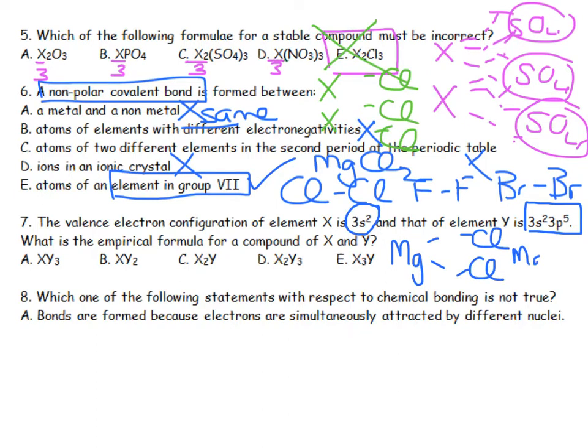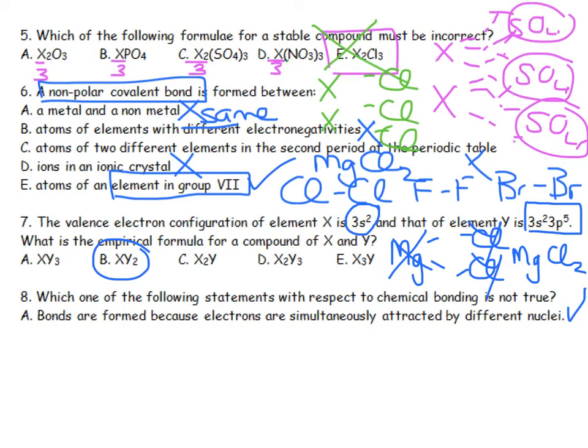So I'm going to get MgCl2, and then that would be the same as XY2. So I'm looking for XY2, and that's my answer over there. Which of the following statements with respect to chemical bonding is not true? The bonds are formed because electrons are attracted to by different nuclei.